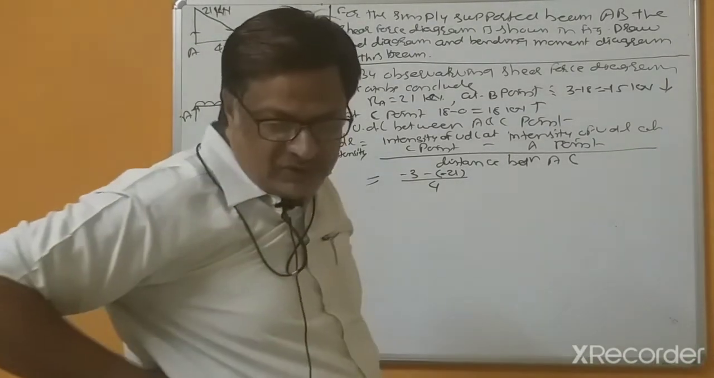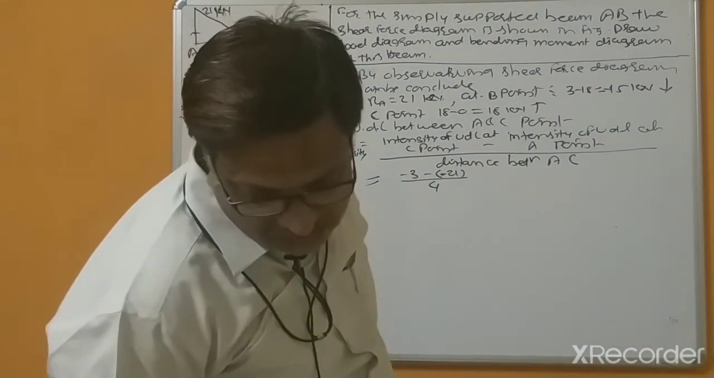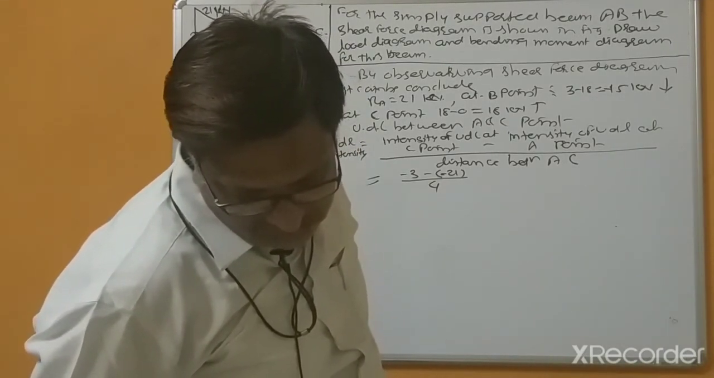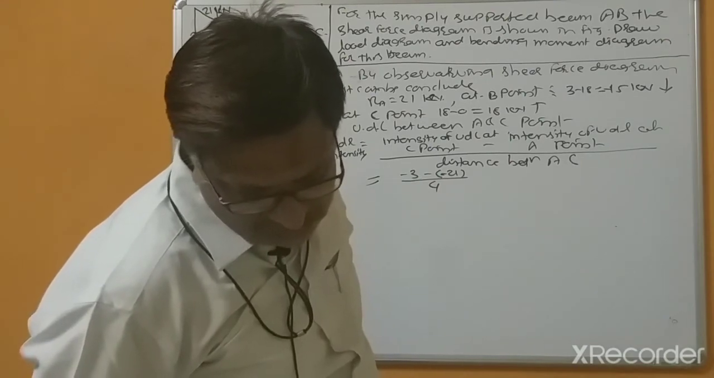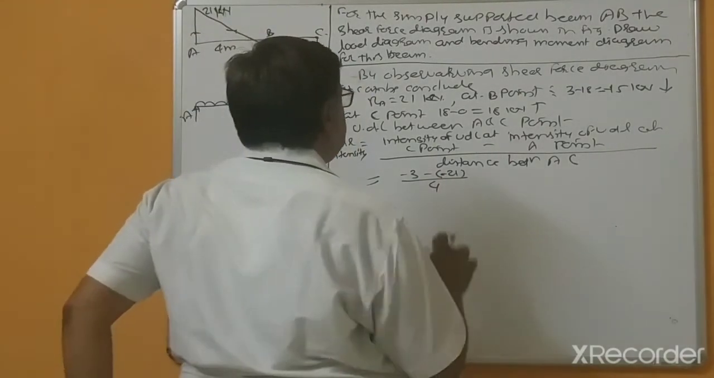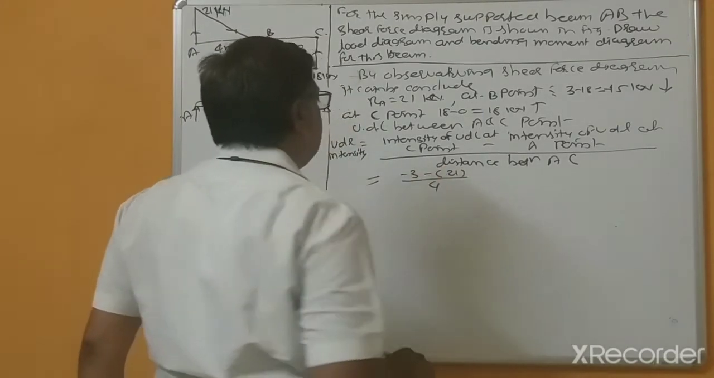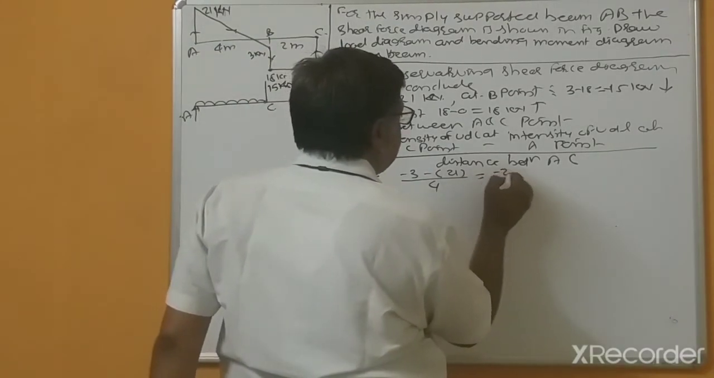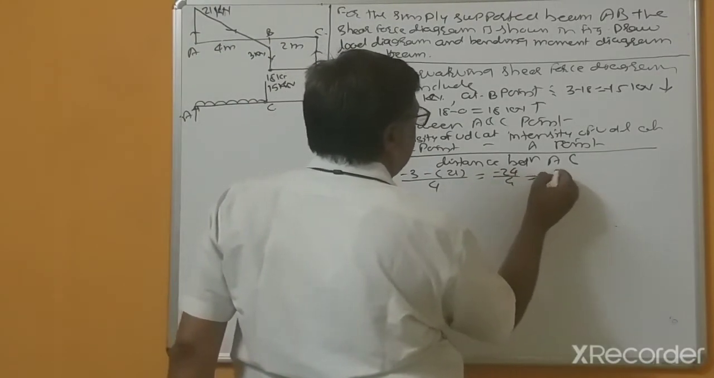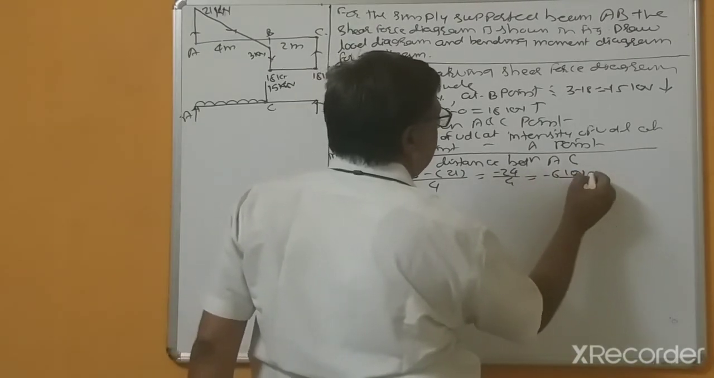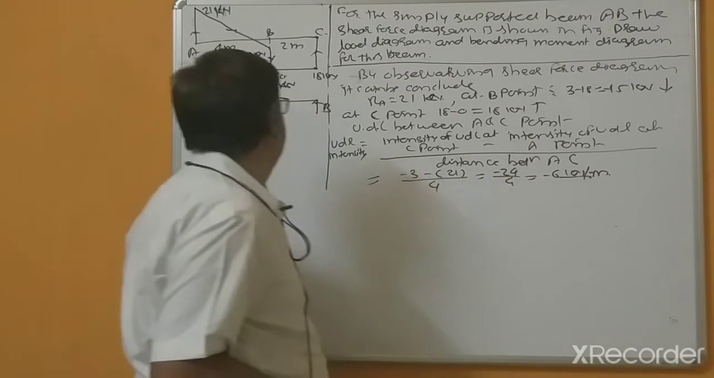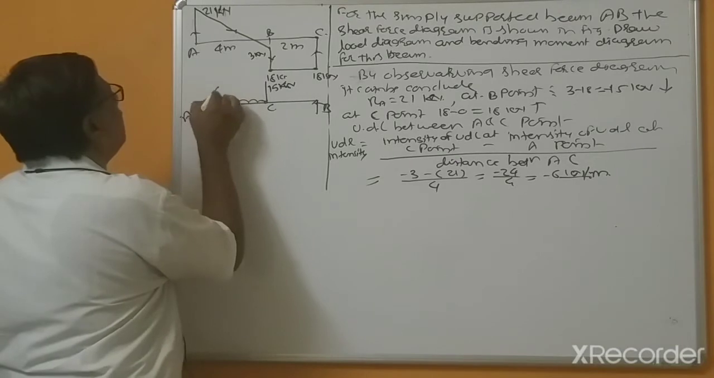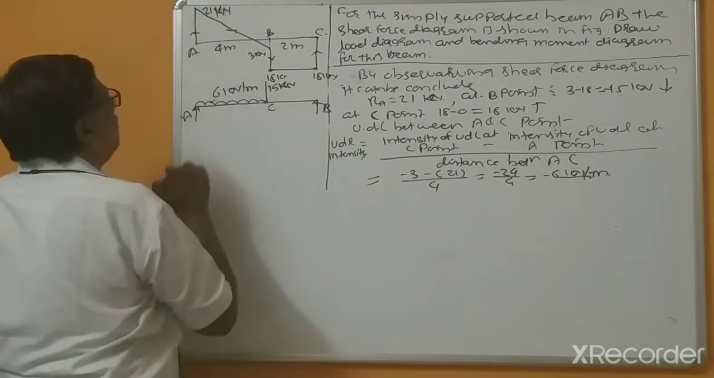So I think correct. So this is positive, because this is positive and this is negative. So that's why this is 24 divided by 5 equal to minus 6 kilonewton, and this is per meter. So that's why you can write, this is negative sign because this is downward. So that's why this is 6 kilonewton per meter.